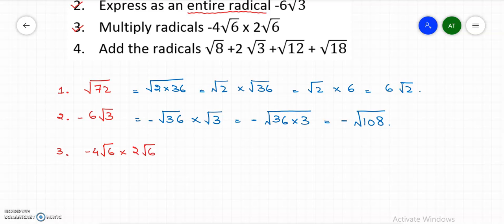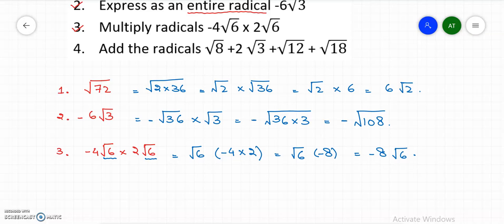Keep in mind whenever the term that is inside the radical sign is the same, like square root of 6 and square root of 6, then we can just multiply their coefficients, right? Or we can take square root of 6 common, and we have negative 4 times 2. So that would be square root of 6 and you have negative 8, so the simplified expression is negative 8 square root of 6. That is the simplified answer after multiplying the radicals.